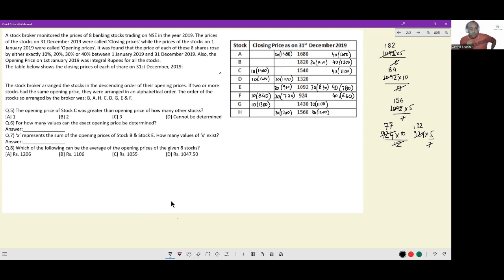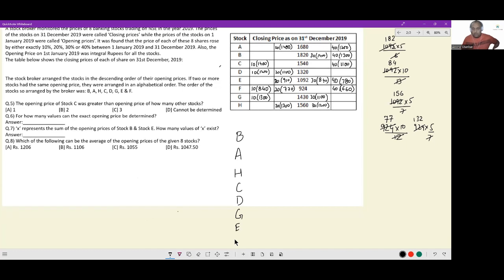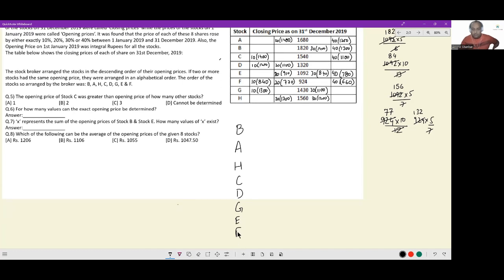Now, the table below shows the closing prices of each share on 31st. We've already got that. The stockbroker arranged the stocks in the descending order of their opening prices. If two or more stocks had the same price, then they were arranged in alphabetical order. The order of the stocks so arranged was by the broker was B, A, H, C, D, G, E, and finally F.